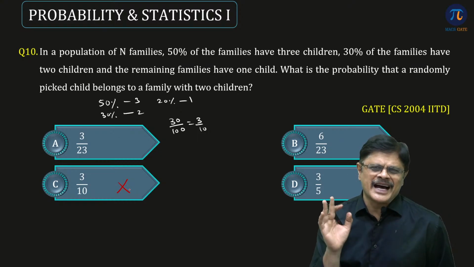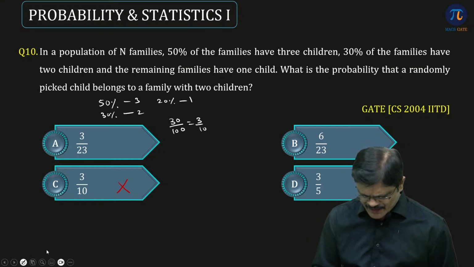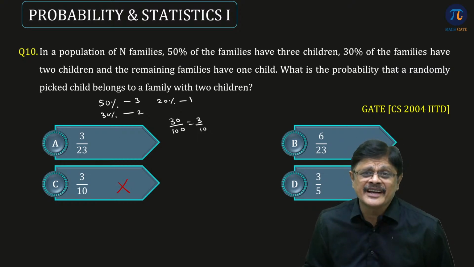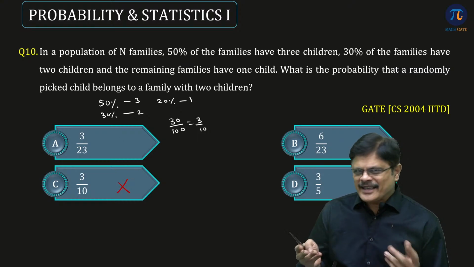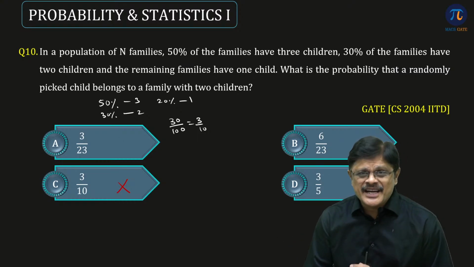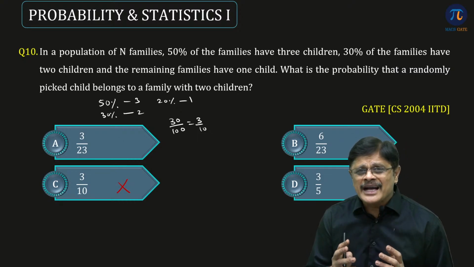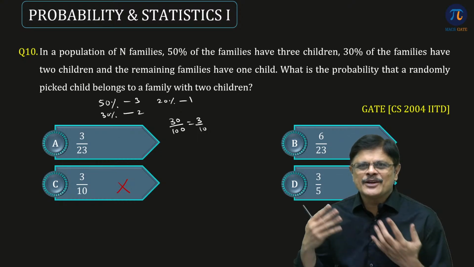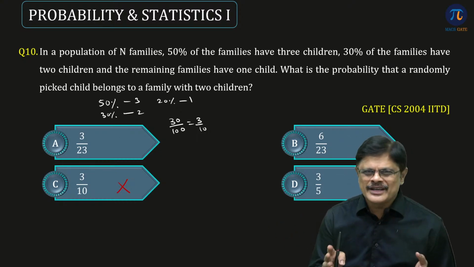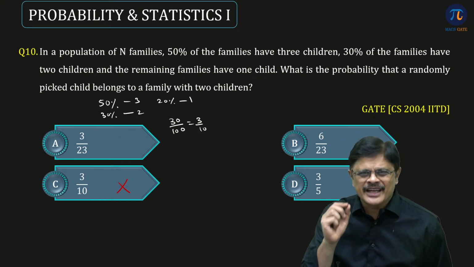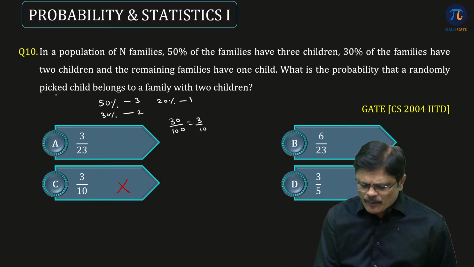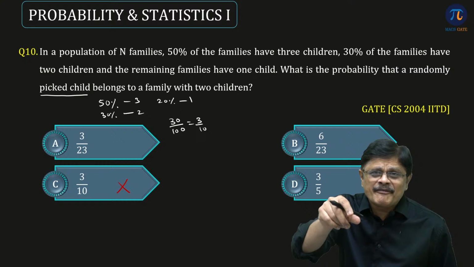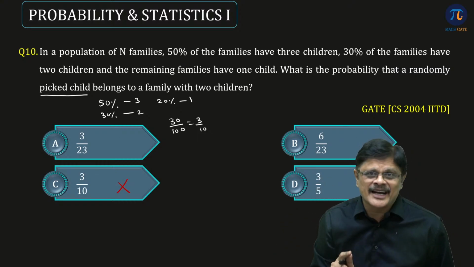For this I always ask students one question: have you picked a family at random, or have you picked a child at random? I can directly give you the answer, but please try to understand and analyze the question, then you can answer the next problem on your own. The agenda is not me solving the problem; you need to go and solve it. So read the question carefully. Here, what is the probability that a randomly picked child belongs to a family with 2 children? That is, we picked a child at random, not a family at random.